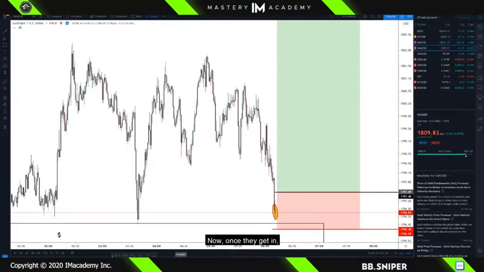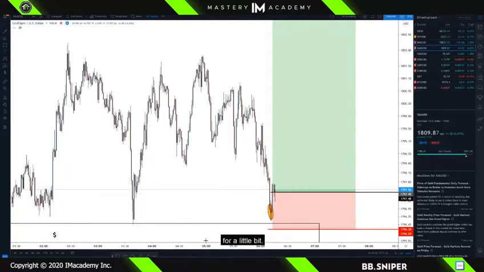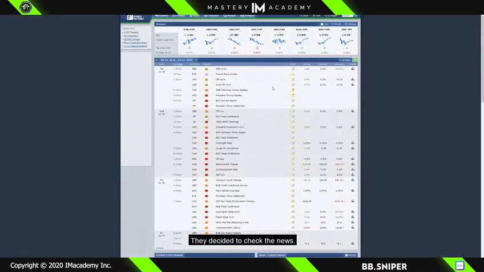Now, once they get in, the market decides to just kind of chill around for a little bit. We do understand that on a minute chart, each and every single minute that passes is going to give us a new candlestick. So not much time has passed between when our trader entered the position and when our trader in this example was reflecting on what they might want to do now that they're at break even. They decided to check the news.